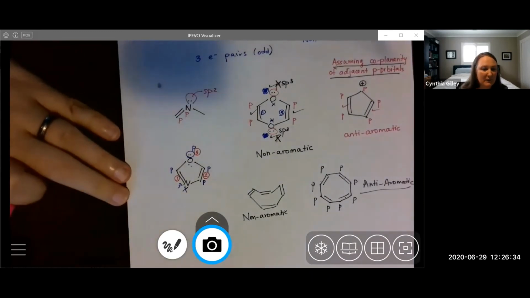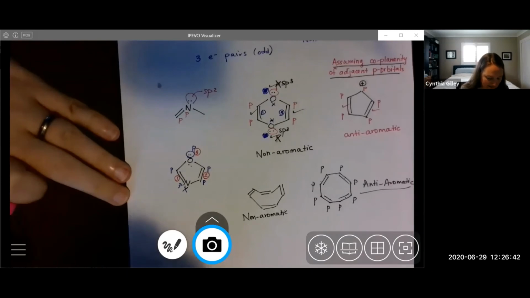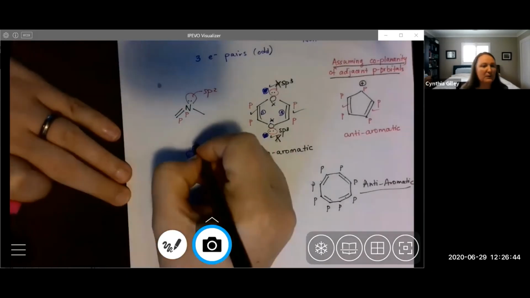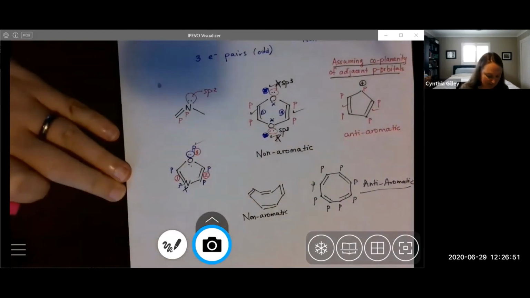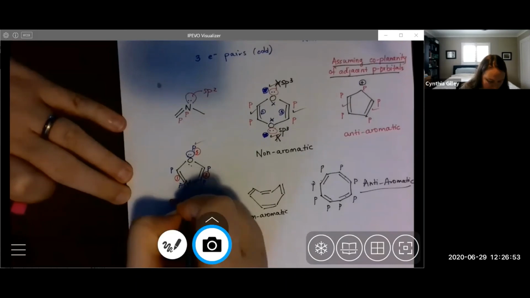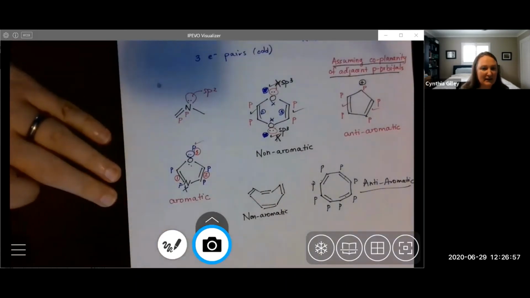3 is an odd number. So because it's an odd number of electron pairs, then it's going to make it aromatic. If it's going to make it aromatic, yes, absolutely, it will go into a p orbital. It makes it aromatic. And I have the right number, the odd number. So this will go into the p orbital because counting it makes it aromatic, makes the third odd number of electron pairs.